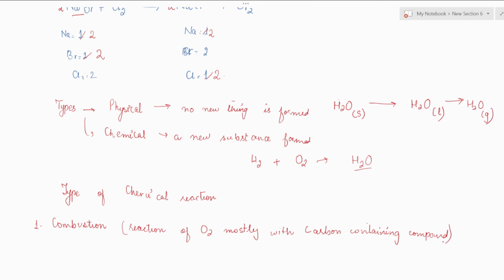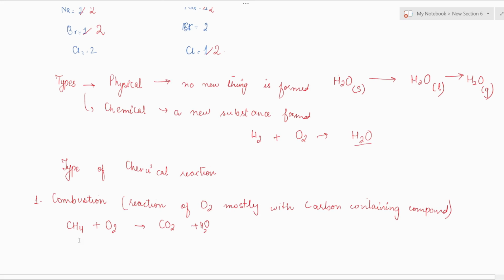The combustion of a carbon containing compound and oxygen produces carbon dioxide and water. So it would be like this. I'm writing a very simple thing, CH4 plus oxygen. It's the CNG that we use, the natural gas, methane. It's a very simple carbon containing compound. It burns in oxygen, produces carbon dioxide and water. This is combustion.